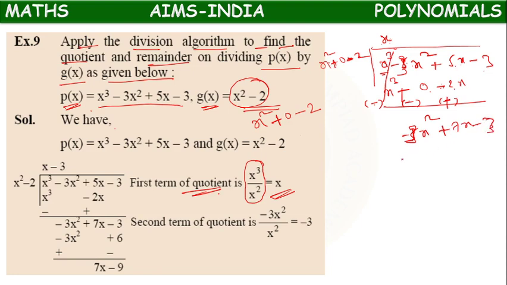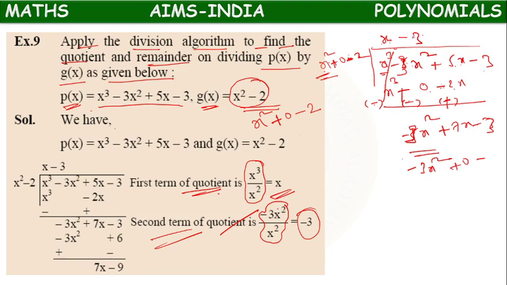Minus 3. Now we have to divide this first term: minus 3x square by x square. x square cancels, minus 3. This will be the second term in the quotient, so here minus 3 we will keep. Minus 3 into x square is minus 3x square, minus 3 into 0 is 0, minus into minus is plus, 3 2 times is 6.